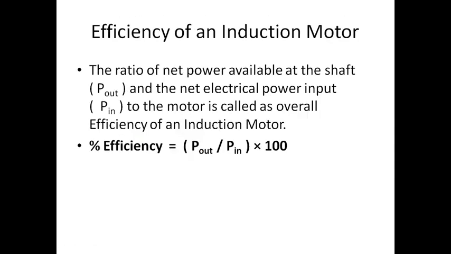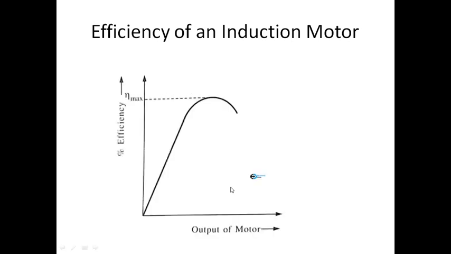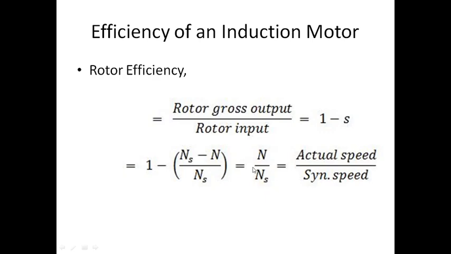Next is the efficiency of the induction motor. The efficiency is nothing but P out divided by your P in, into 100. This is the efficiency of my induction motor, where I am going to get a maximum at one particular point and then it is going to reduce. So rotor efficiency is rotor gross output divided by rotor input, which is 1 minus S, and this is the formula to calculate your rotor efficiency.